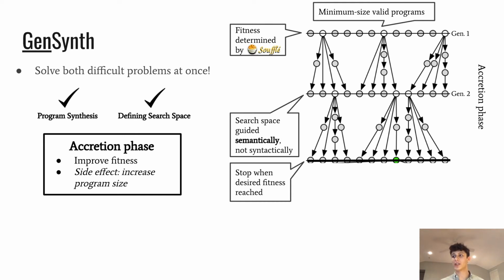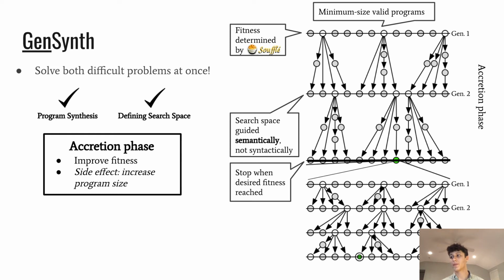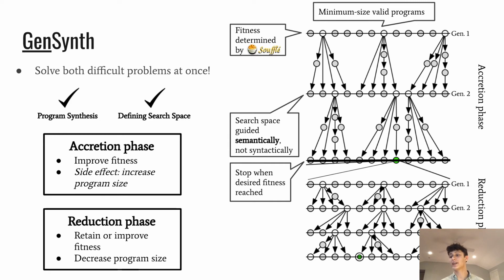So we use another genetic algorithm to reduce the size of the program, the reduction phase. Now this time, the initial population is made up entirely of the program that has the desired fitness. Then we apply reductions which decrease the size of the program until we reach a program that can no longer be reduced. So throughout the reduction phase, we retain or improve the fitness, but the primary goal is that we decrease the program size.